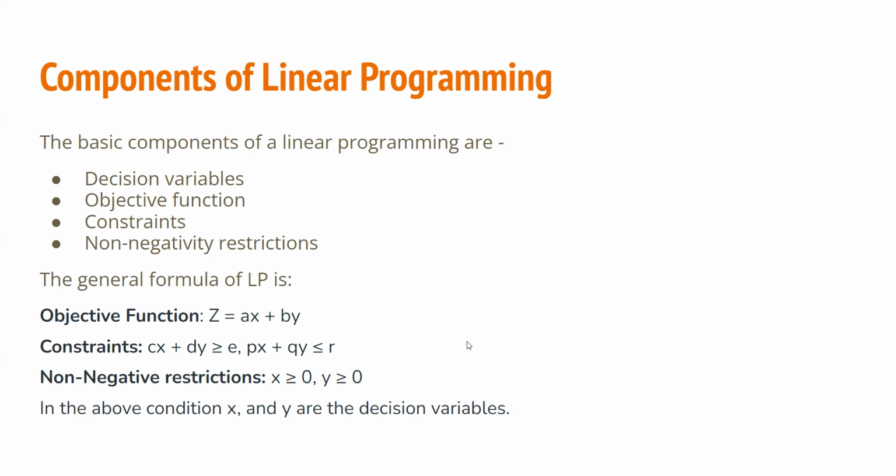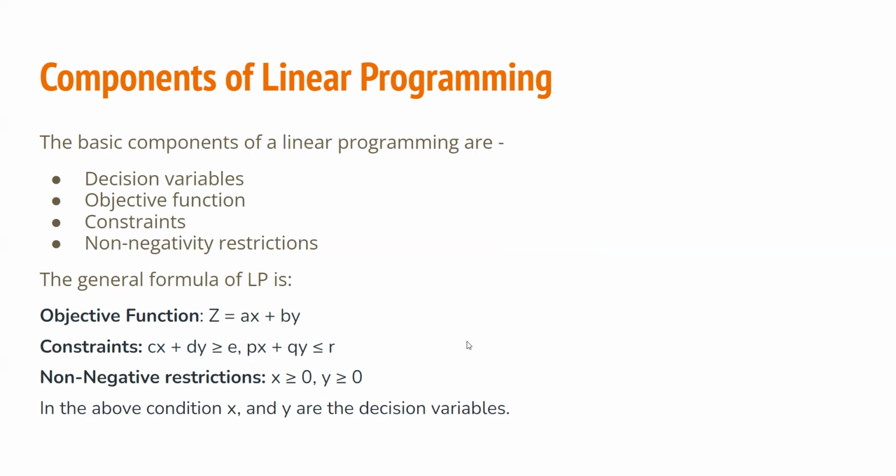Next, the important part of linear programming is constraints. As I said, linear programming always works under some constraints. You cannot randomly find any optimal value. If no constraint is given, then you can find any maximum or minimum value of the objective function. So it has to work under some given constraints, and that is why it is called optimization. Constraints are mostly given in the form of inequalities. You can see on the slide, I have written px plus dy greater than or equal to e, px plus qy less than or equal to r. But sometimes you can also see constraints in the form of equalities.